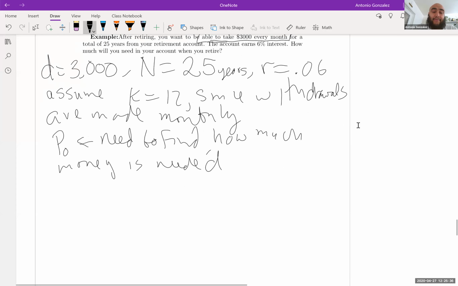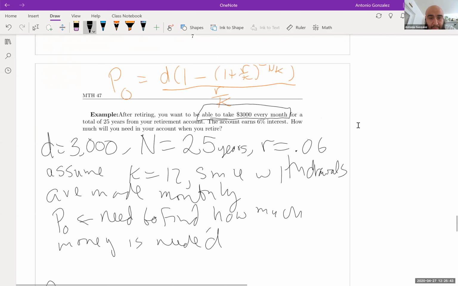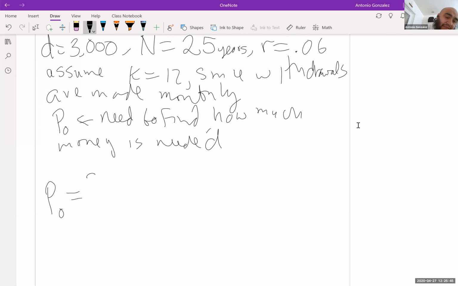All right, so let's see here. P0 equals, and let me write out my formula here with all of the variables that I know substituted in.